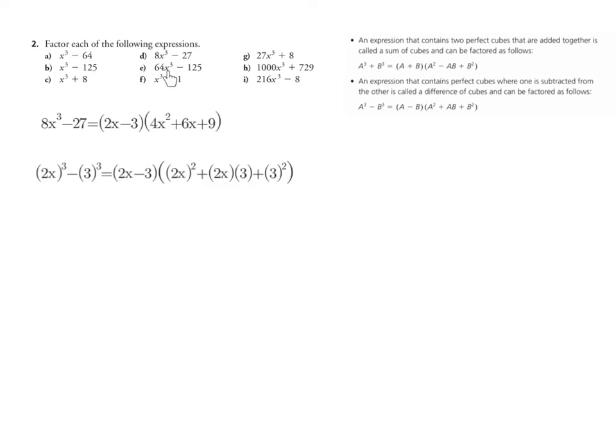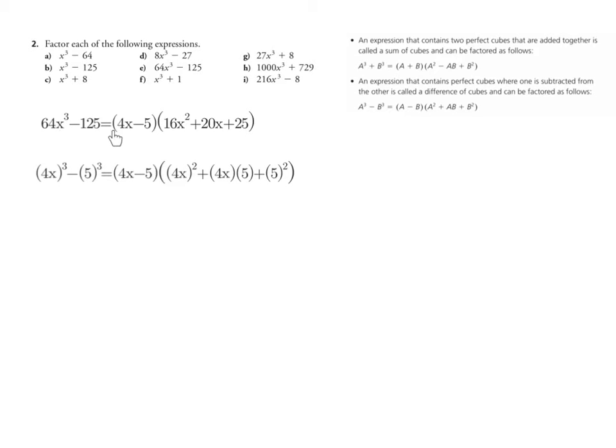Let's try part E. Same exact routine. So what cubed gives this? Well, 4x times 4x times 4x gives you 64x cubed. 5 times 5 times 5 gives you 125. If you go on your calculator, you just take the third root of 64 and you'll see that it equals 4. Take the third root of 125, it equals 5. So it's really easy to find. Just take the third root of these numbers.